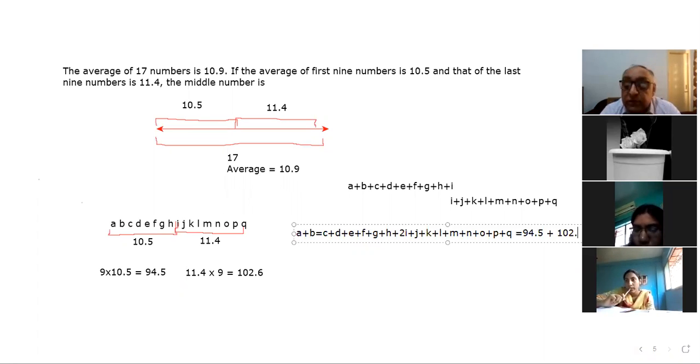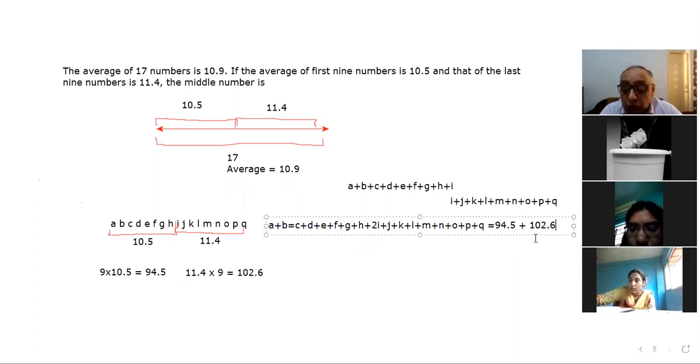102.6. This total becomes equal to this. Okay, so let us further do the total. So this becomes equal to 197.1. This total becomes equal to 197.1. Okay, so this is there, right?